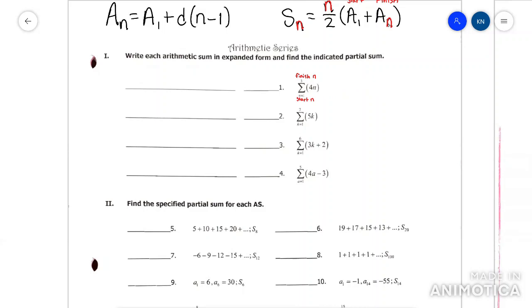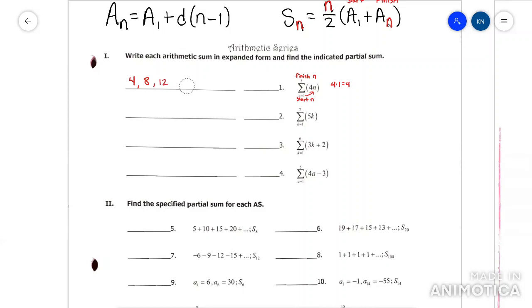So basically what you're going to want to do is plug in the first n value that you see at the bottom there. If you plug that in, you get 4 times 1, right, which is just 4. That's your first term in this sequence, if you will. If you plugged in the second one, you would get 4 times 2, which would be 8. And if you plugged in the third one, which is also your finish line, you would get 12.